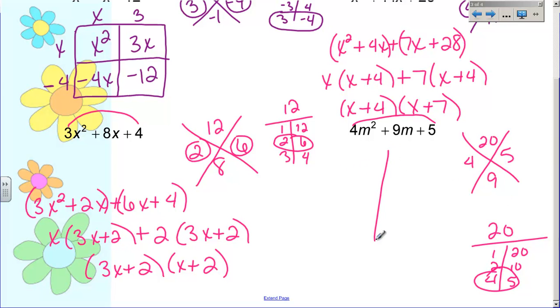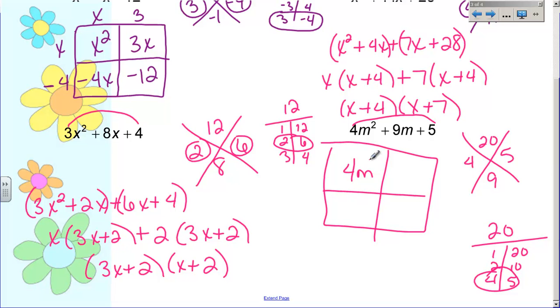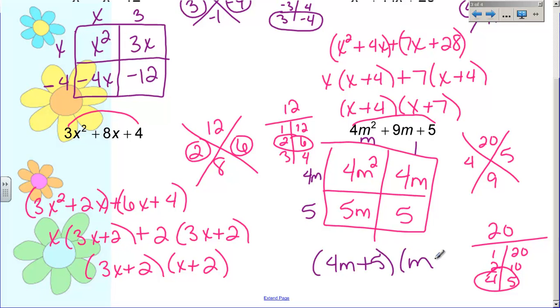And so this time I'm going to draw and do the box method. So 4m squared comes first. 5, because it's the last number in my polynomial, goes here, and then the 4 and the 5 go here, and they have to have the variable on them, so you have your m's. Now we do greatest common factor. The greatest common factor for this row is going to be 4m, and for this row is 5. And the greatest common factor for this column is just m, and for this column is 1. So my two factors are going to be 4m plus 5 and m plus 1.